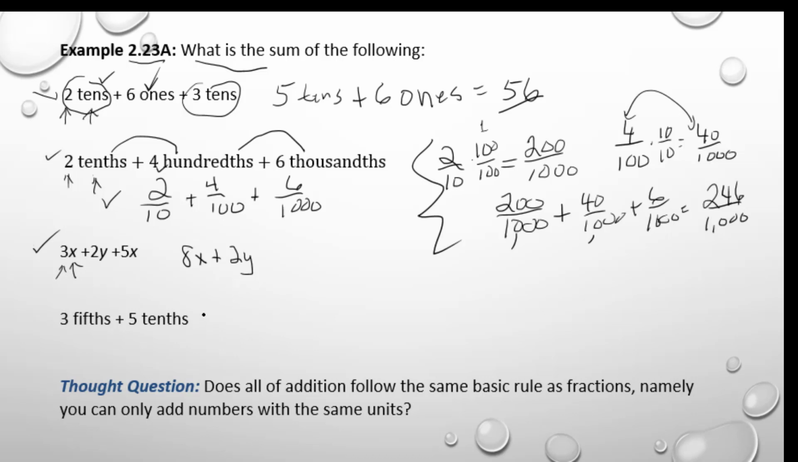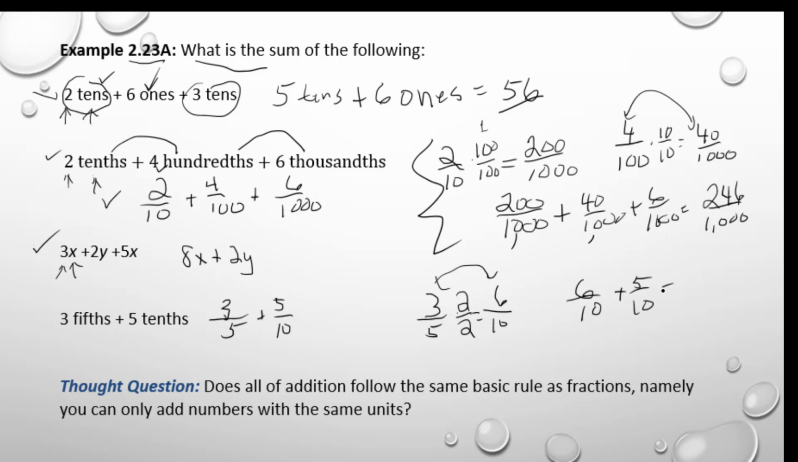Now here's 3/5 plus 5/10. I'm going to write this in fraction notation. There's 3/5 plus 5/10. Now I can change the 3/5 into tenths by multiplying by 2 over 2, so I get 6/10. So now I have 3/5 is equivalent to 6/10, right? So now I have 6/10 plus 5/10.